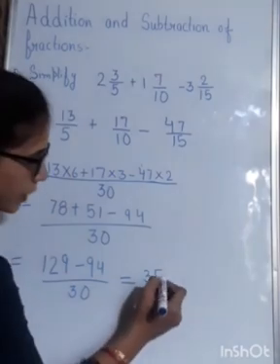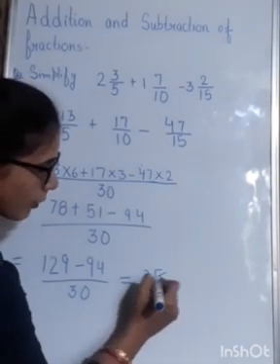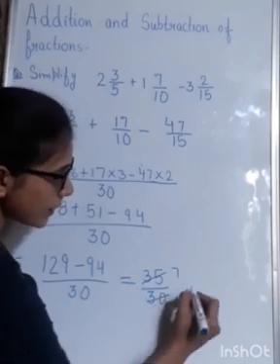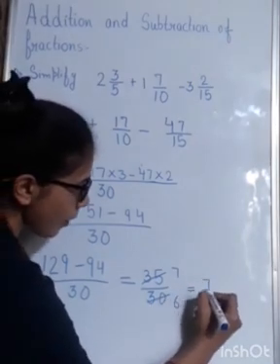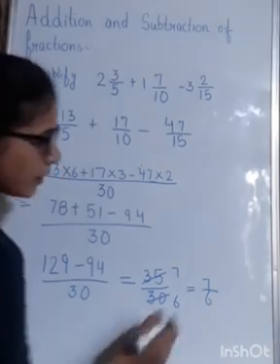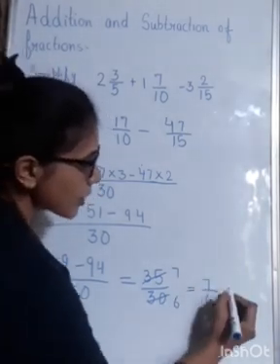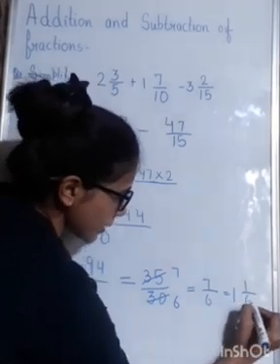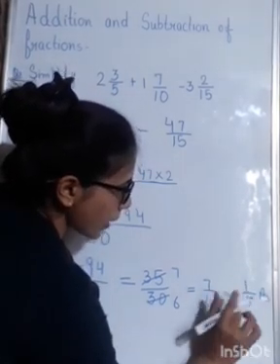Now you can reduce it, since both of them go in the table of 5, so I am doing the cutting. 5 7s are 35 and 5 6s are 30. So it is coming 7 upon 6. Clear? Now you can convert it into a mixed fraction also, that is 1 whole 1 by 6, and this will be your answer.